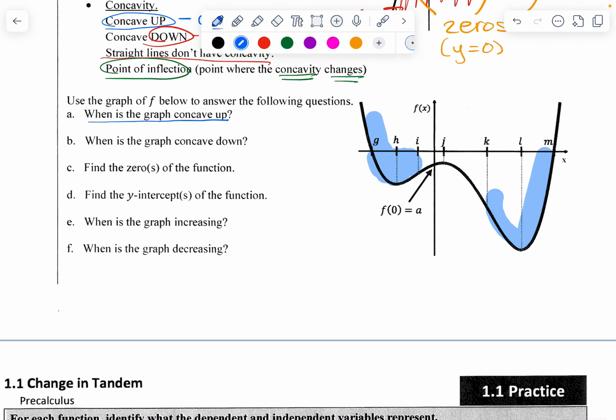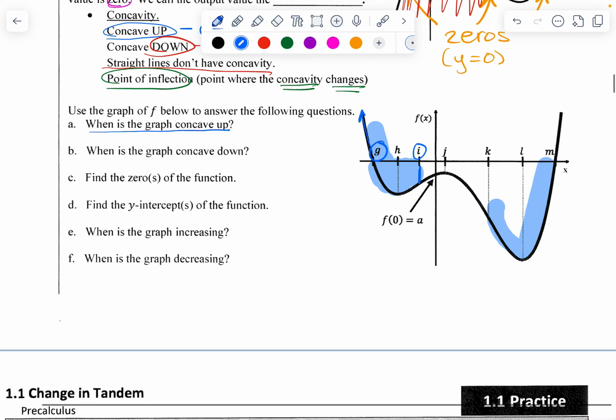So when is the graph concave up? Let's describe those numbers. So we've got G to, and this point right here is I. And actually, it goes past G, doesn't it? It goes to negative infinity. This goes to positive infinity. And then it also starts to hold water from K, and it goes past M all the way to positive infinity. So let's describe that. It holds water when X is less than I, and when X is after K. So we say X is greater than K.